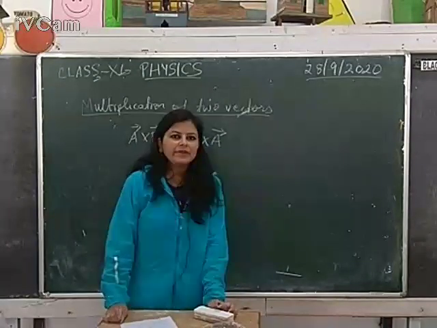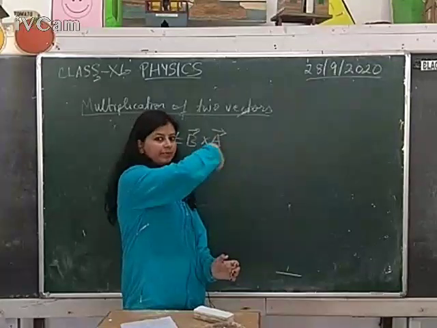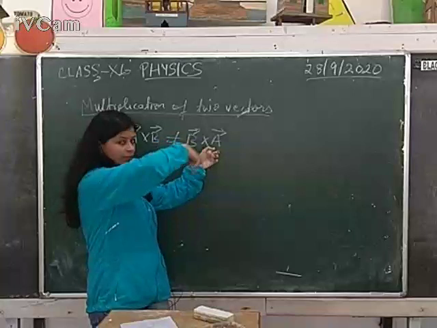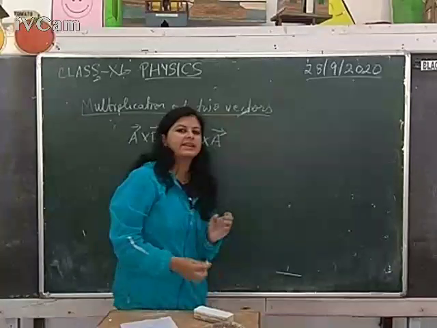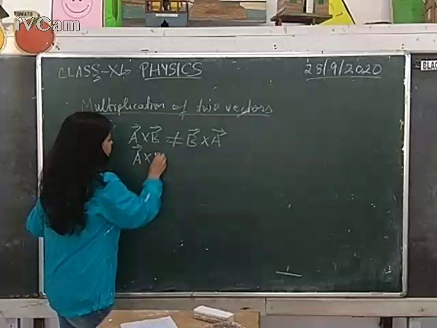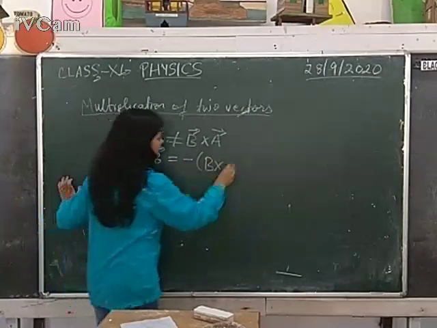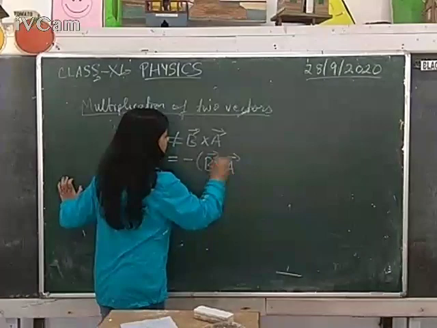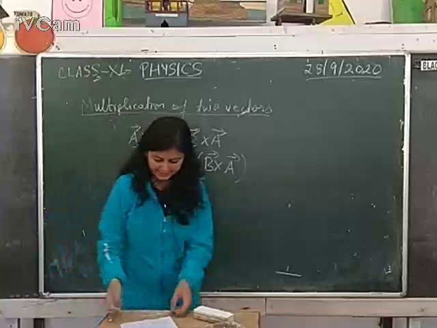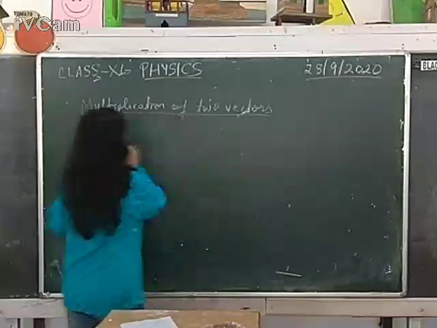As I told you, if you take the screw from A to B, it will be going up, but if you take the screw from B to A, which is what you have to do for B cross A, the screw will be coming down. So the difference here is in the direction. So we can write that A cross B is equal to minus B cross A. Minus means if you change the order, the new vector will be just opposite in direction. Okay, let's quickly move on to multiplication of unit vectors.